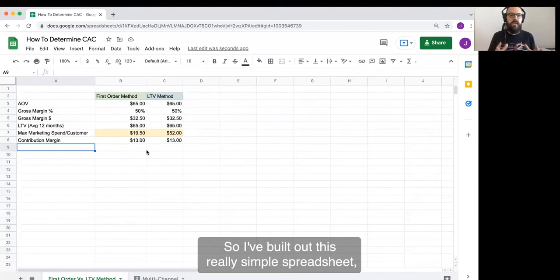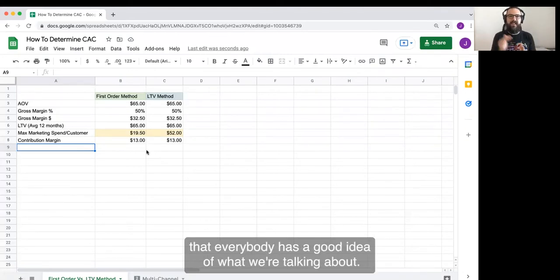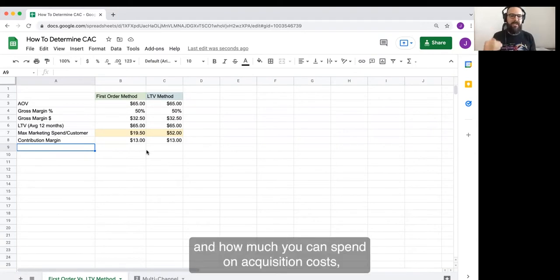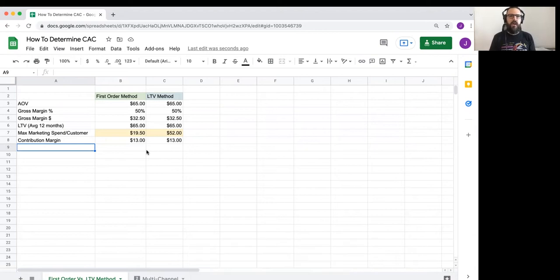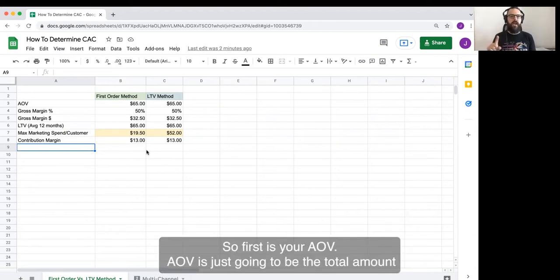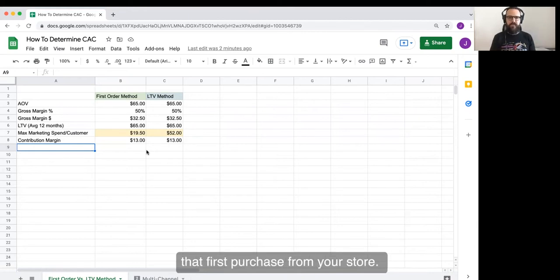So I've built out this really simple spreadsheet, and I'm going to walk through all of the metrics here so that everybody has a good idea of what we're talking about. When you're looking at determining your CAC and how much you can spend in acquisition costs, you want to look at 5 key metrics. I'll go in order. First is your AOV. AOV is just the total amount of top line value or revenue that a customer spends when they make that first purchase from your store.